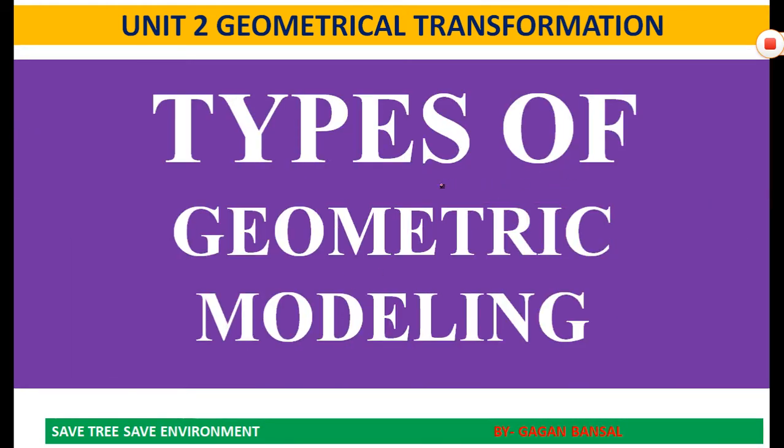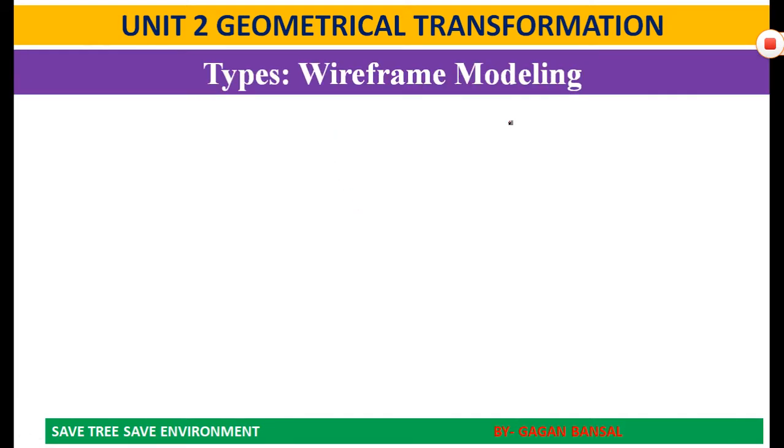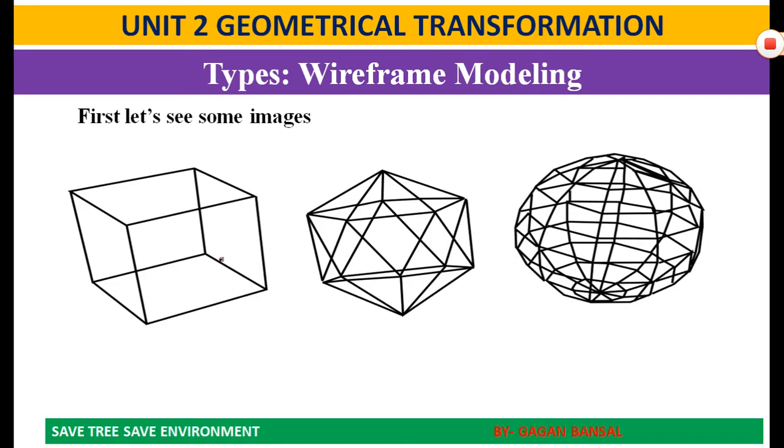So let's start with types of geometric modeling. First is wireframe modeling. First let's see some images. As you can see in this particular figure, figure 1, figure 2 and figure 3, in all these three figures we can see that only the lines or wires are there to represent the model. So this kind of model is termed as wireframe model. Hope you can understand with the images shown.